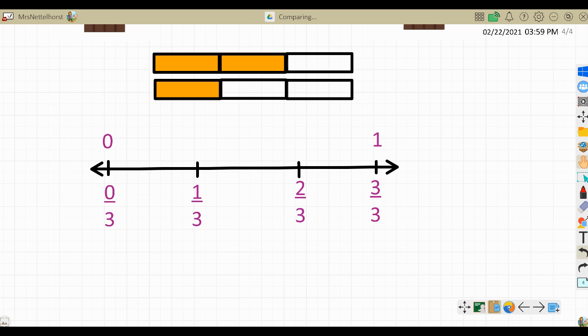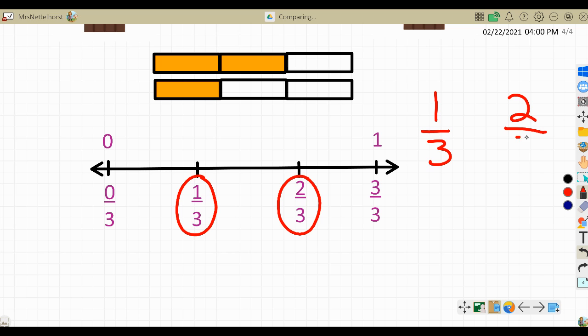So now I'm going to compare my fractions. So I have 2/3 and I have 1/3. 2/3 is closer to 1, so I know that 2/3 is bigger, 2/3 is greater. So if I write it down, 1/3 and 2/3, I look at those numerators because the denominators are the same. I know that 2 is bigger than 1, so I just put my dots and connect. 1/3 is less than 2/3.